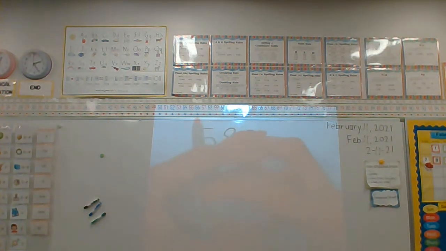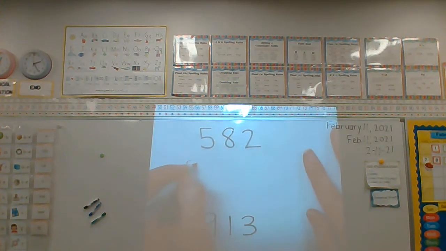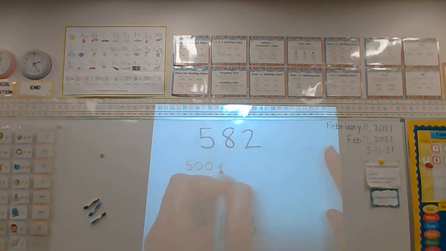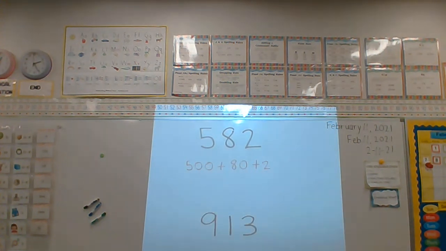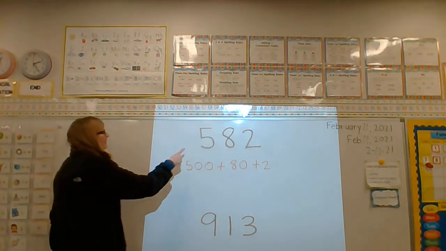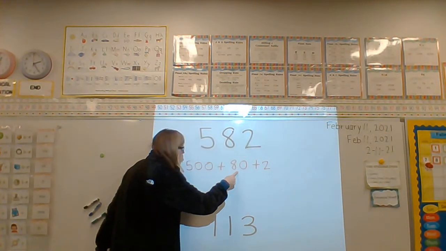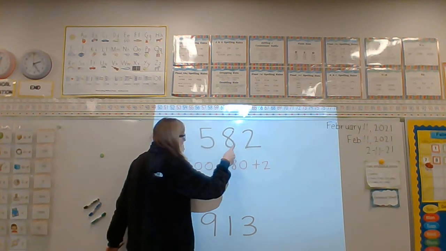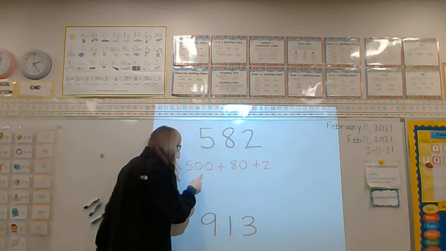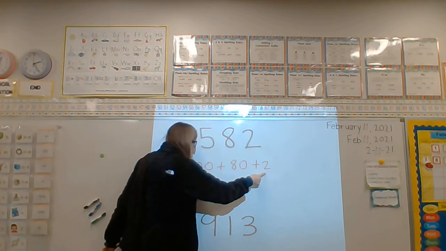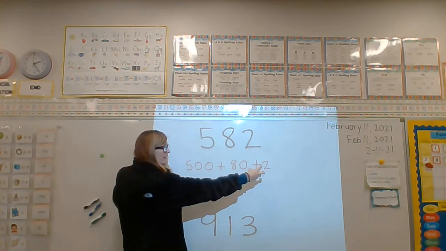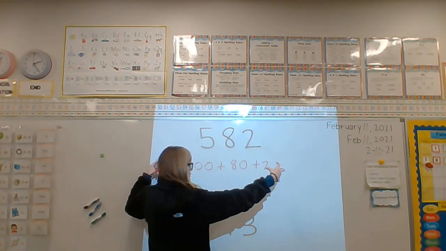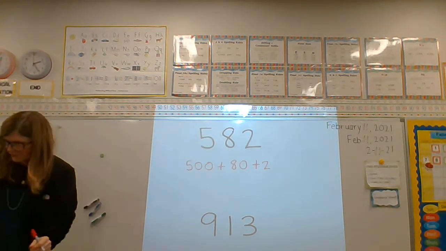582, we're going to stretch him out. 500 in his whole self looks like that. 500 plus 80 plus 2. I mean, you hear it in his name. 582. That's his expanded form. We stretched him out. Okay?